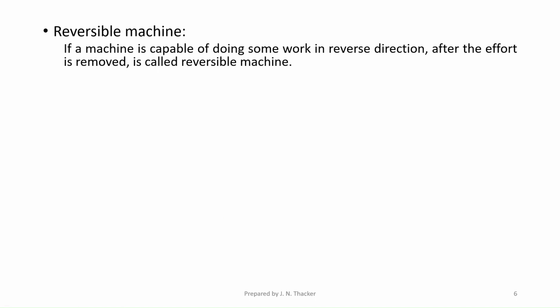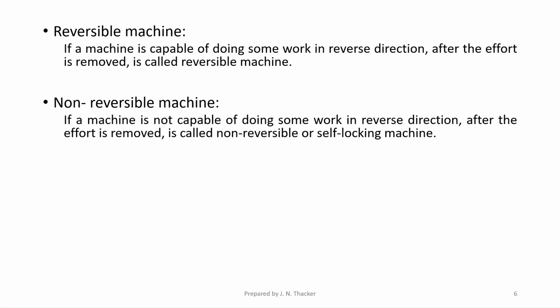Next thing is reversible machine. Now, if a machine is capable of doing some work in reverse condition after the effort is removed, it is called a reversible machine. Machine is capable of doing some work in reverse direction. Now, as long as you are applying the effort, the machine is moving, it is working. As and when you remove this effort, there will be two scenarios. Either the machine is working in reverse direction or it stops. So if it works in the reverse direction, then it is called a reversible machine.